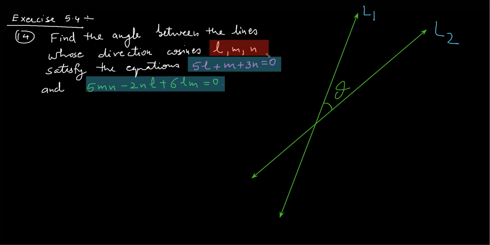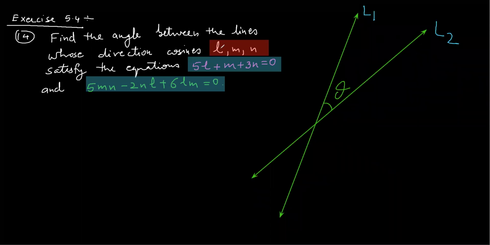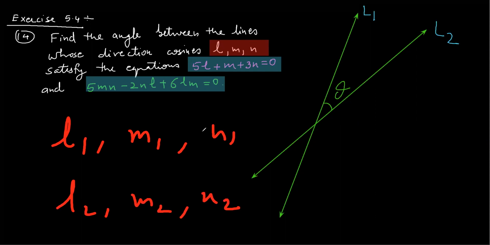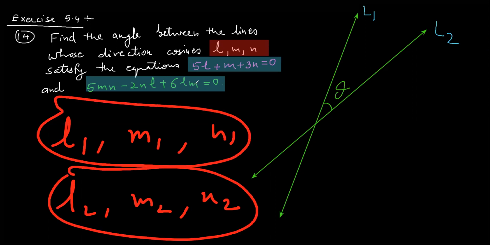Now some of you might be thinking, students get confused here. What they say is, if there are two lines, why do they give DCS as only one set of three numbers? They should have given us two sets of three numbers, like L1, M1, N1 and L2, M2, N2. This is the way they should have given us the DCS. They should have said that this is the DCS of one line, and this is the DCS of another line.